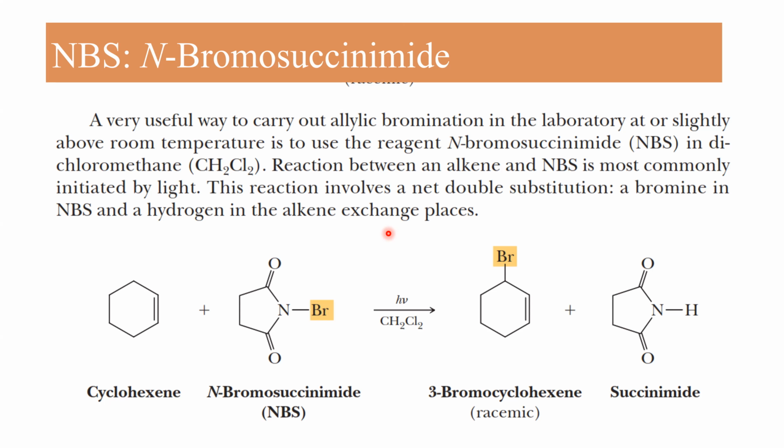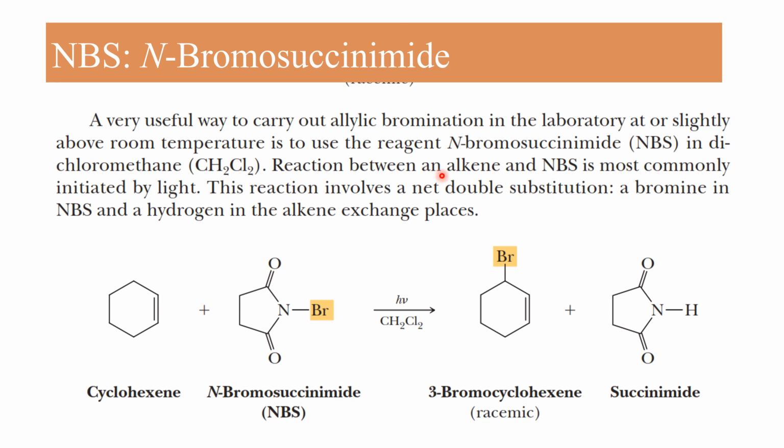So that's why, for normal solvent use, the scientists have developed a very useful reagent, and this is very specific in a way that we can generate the allylic product by combining NBS with any of the alkenes. So the purpose is that we use N-Bromosuccinimide, with dichloromethane as the solvent in which we are carrying out this reaction.